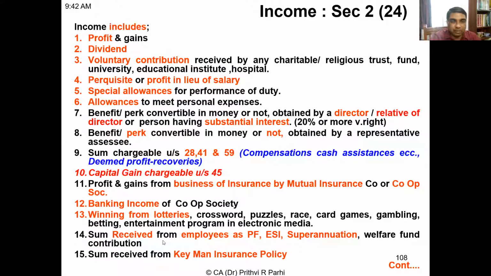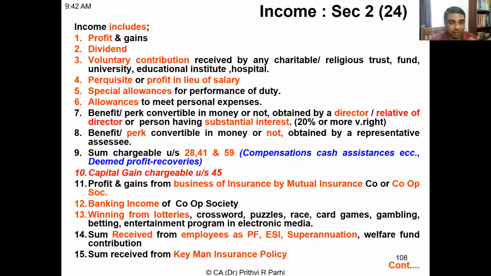So if some money is collected from the employees on these accounts and has not been deposited, that is called sums received from employees as PF, ESI, superannuation, welfare fund contribution. That is income. But when it is deposited with the appropriate authorities, then that is an expenditure. If it has just been collected but not deposited, that is income. Understood?